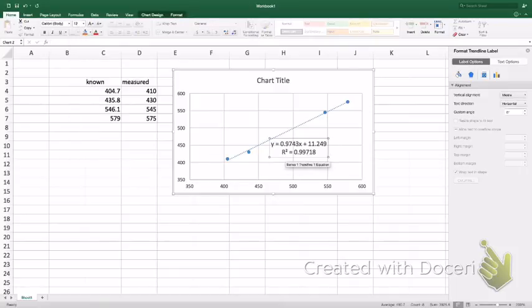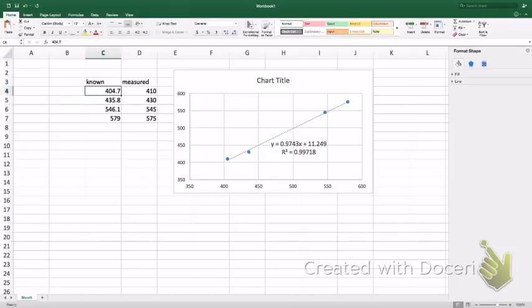So what did I do? I made these the x values. These are x values here. These were the y values here. That's what's graphed over here. This is y, this is x, okay? Now, this is for mercury, but it's the calibration graph for all the data that you're going to collect in the lab.